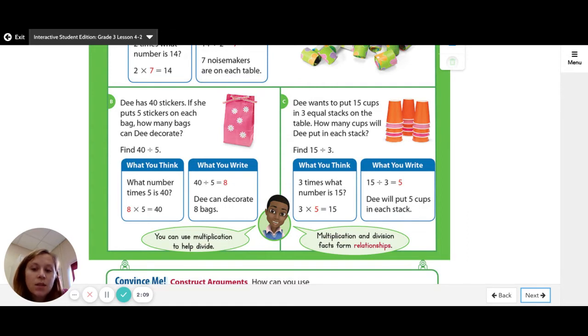Our last example, D wants to put 15 cups in 3 equal stacks on the table. How many cups will D put in each stack? So we would think about 15 divided by 3, or we can think about 3 times what is 15. So I know 3 times 5 is 15, so I can do 15 divided by 3 equals 5. D will put 5 cups in each stack.